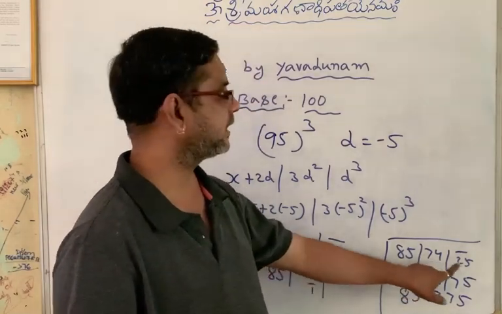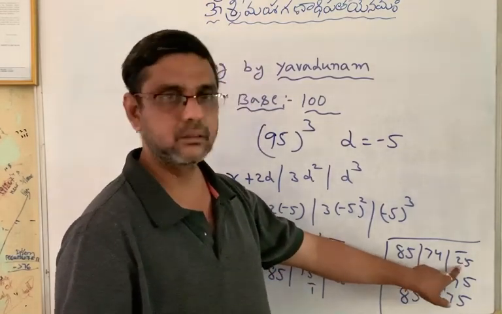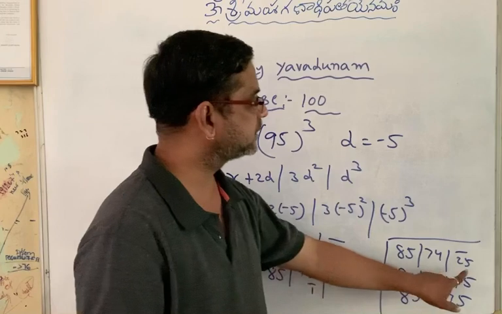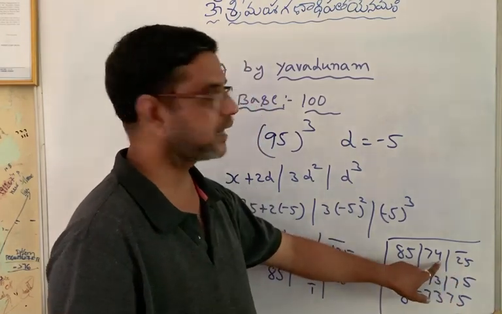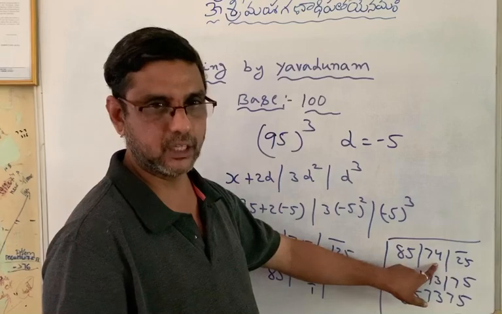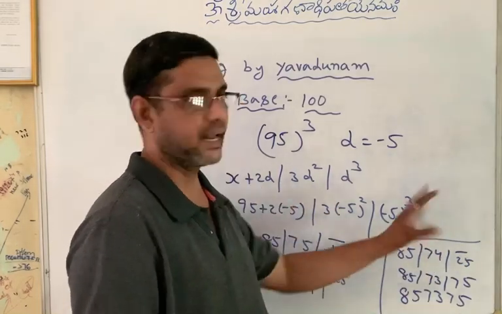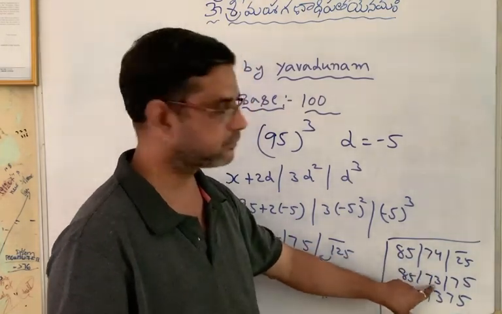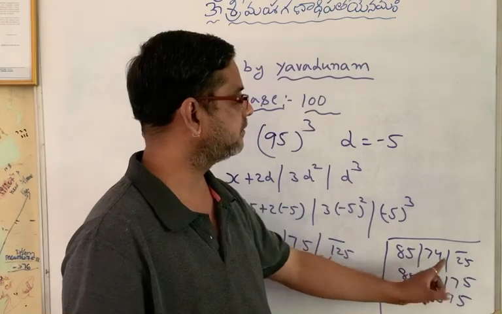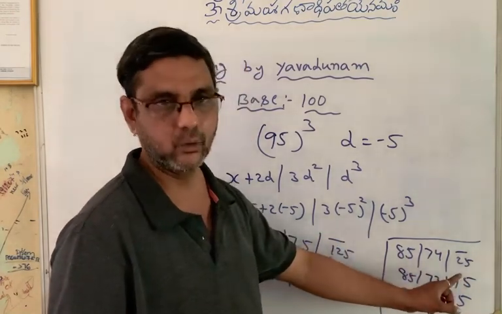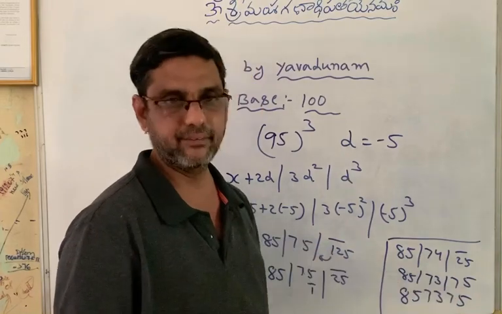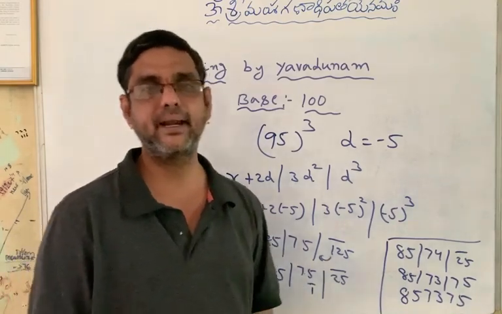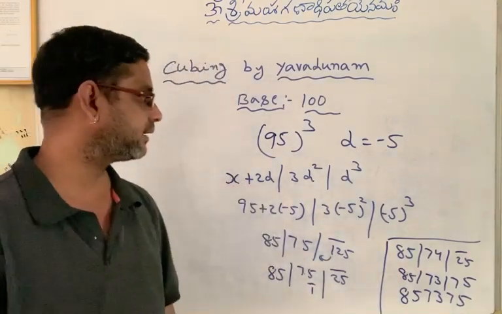Once again I am repeating. Here 74 is there, and here negative 25 is there. To take out this negative 25, we have to carry one from the second place to the first place. This is the units place, tens place, hundreds place. When we carry one from the hundreds place to the units place, it becomes 100. So 74, if we take out 1, we get 73, and 100 minus 25 becomes 75. So the answer is 857375. My dear students, I think you understood this method very well. Dhanyavad.